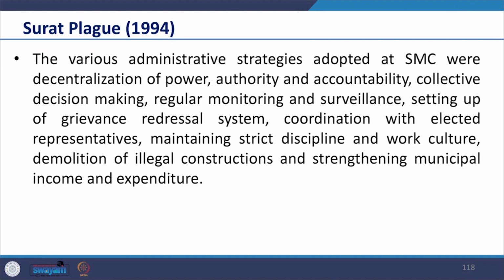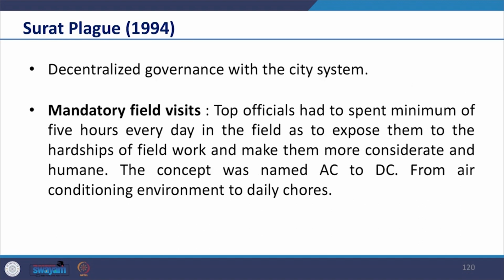The various administrative strategies adopted by the SMC were decentralization of power, authority and accountability, collective decision making, regular monitoring and surveillance, setting up of grievance redressal system, coordination with elected representatives, maintaining strict discipline and work culture, demolition of illegal constructions and strengthening municipal income and expenditure. Decentralized governance with the city system, mandatory field visit, top official had to spend minimum 5 hours every day in the field as to expose them to the hardship of the field work and make them more considerate and humane. The concept was named as AC to DC, which meant from air conditioning environment to the daily chores.